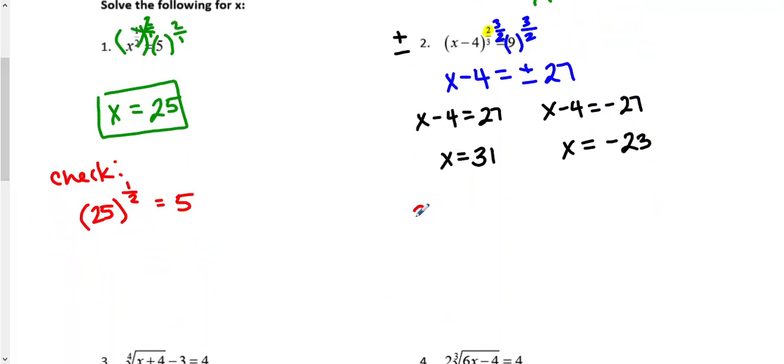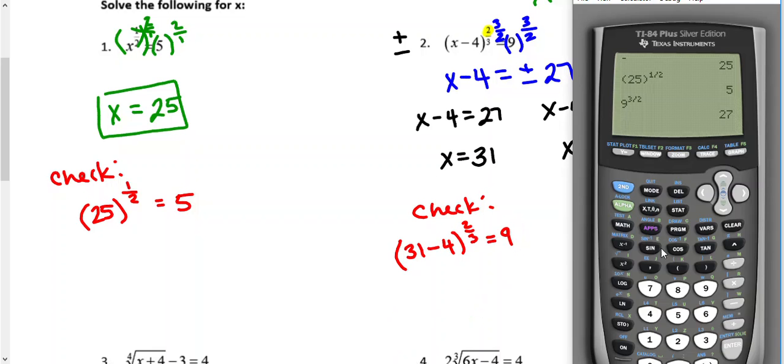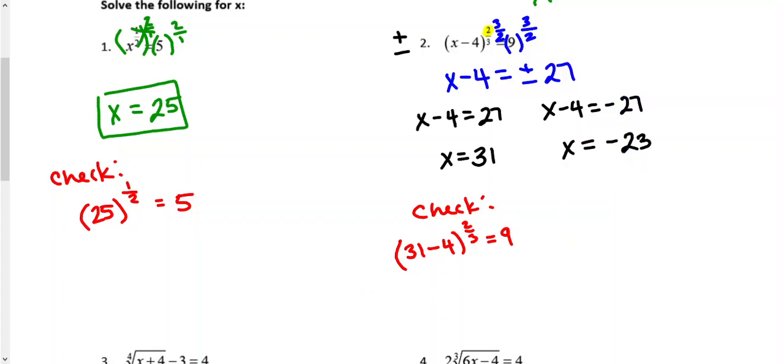So again, before I put boxes, I need to check both of them. So parentheses, and then 31 minus 4 to the 2/3 power should equal 9. I'm just going to type it all into my calculator. Parentheses 31 minus 4, exponent 2/3 equals 9. So this one works, and I'm also going to check negative 23. So negative 23 minus 4 to the 2/3 power should equal 9.